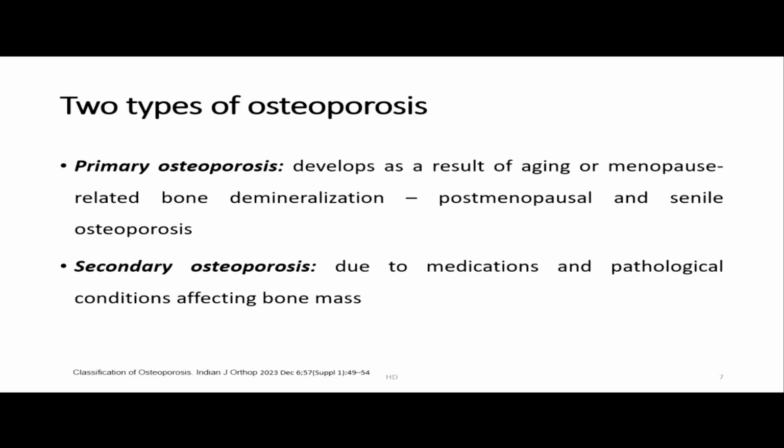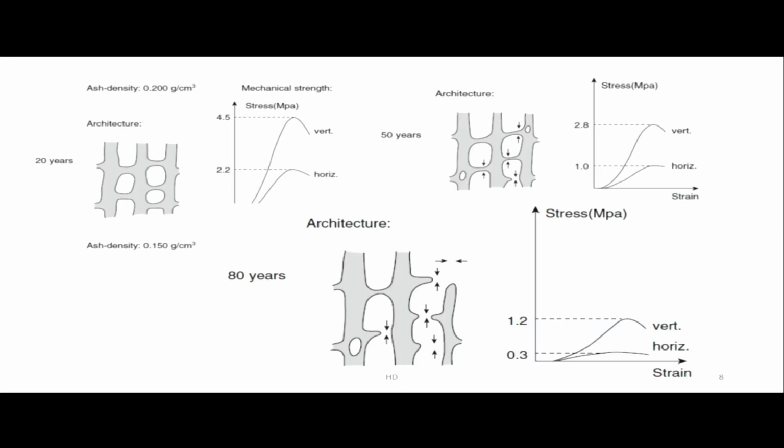Two types of osteoporosis are there, primary and secondary. Primary is a result of aging or menopause, so it's postmenopausal in females and senile osteoporosis in males. Secondary osteoporosis is usually due to medications and pathological conditions other than aging which affect bone mass. This is just a comparison of bone mass of a 20-year-old individual, a 50-year-old and an 80-year-old. You can clearly see the bone loss over the years.